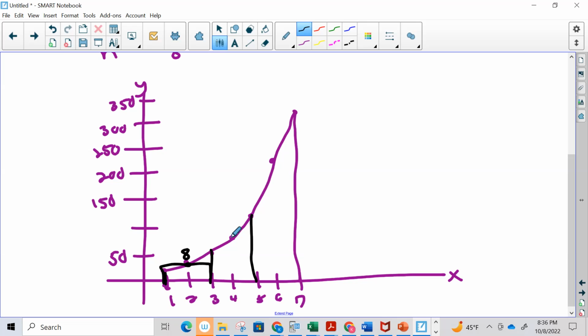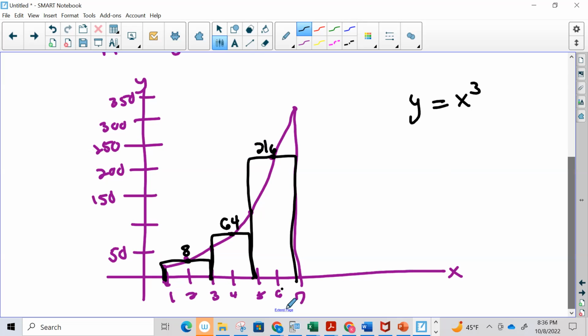For this one, I have 4. So the height of this rectangle I'm going to find when x equals 4. Again, I'm using the curve y equals x cubed. So 4 cubed is 64, and that's the height I'm going to use for this rectangle. And then the midpoint between 5 and 7 is 6. So I'm finding the height of this rectangle at 6. 6 cubed again is 216. So that's the height.